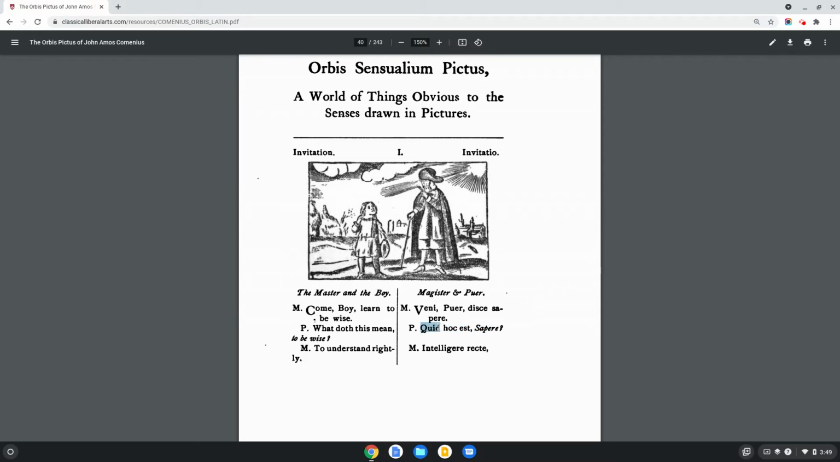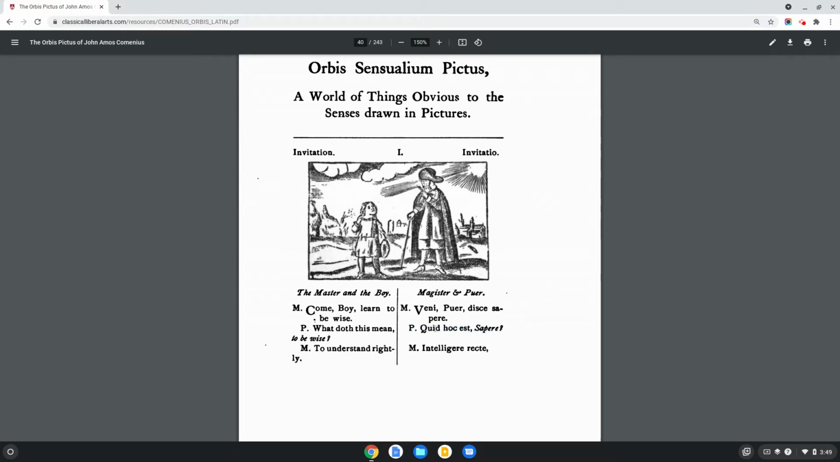The Latin word quid means what. The Latin word hoc means this. Est is Latin for is, and sapere means to be wise. So what the Latin means literally is: what this is, to be wise.